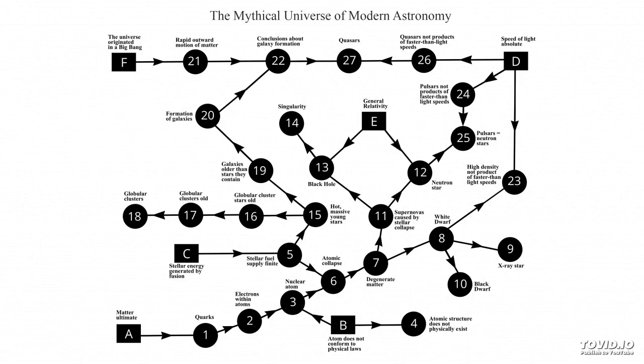The first conclusion that is derived from assumption C is the conclusion that the supply of energy in the stars will eventually be exhausted. That's conclusion 5. The astronomers have then taken that conclusion 5 and put it together with conclusion 3, the conclusion as to the nature of the atomic structure, and they have arrived at the further conclusion that the result will be a collapse of the atom.